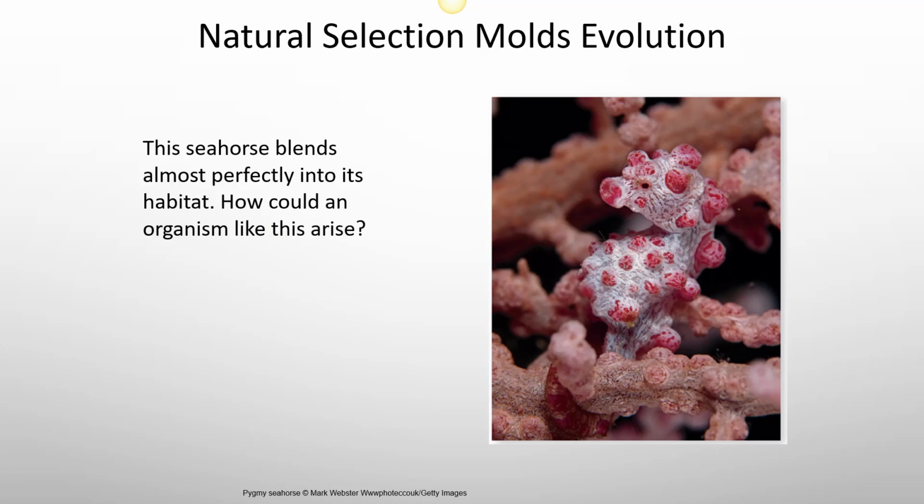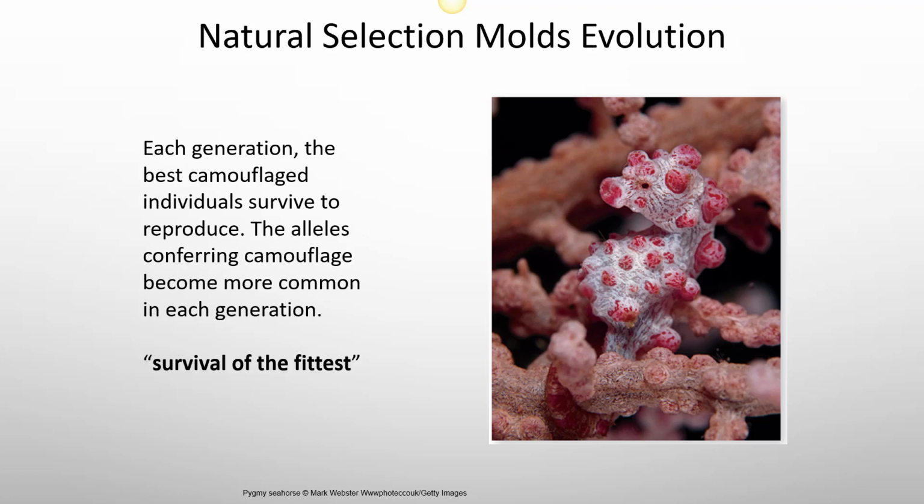This seahorse blends almost perfectly into its habitat. How can an organism like this arise? Well, with each generation, the best camouflaged individuals survive to reproduce. The alleles conferring camouflage become more common in each generation. Thus, you have survival of the fittest.